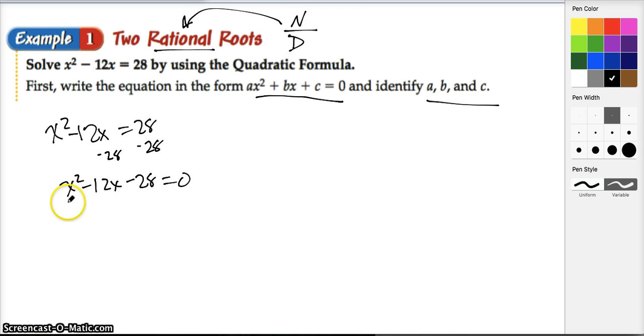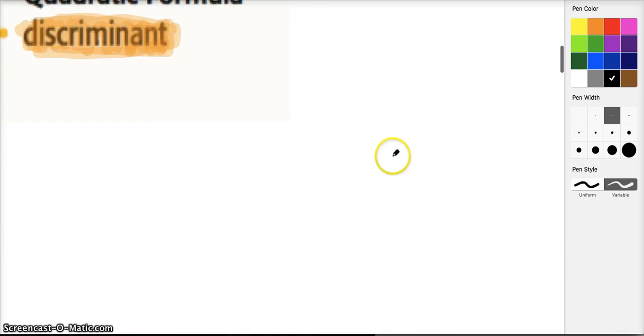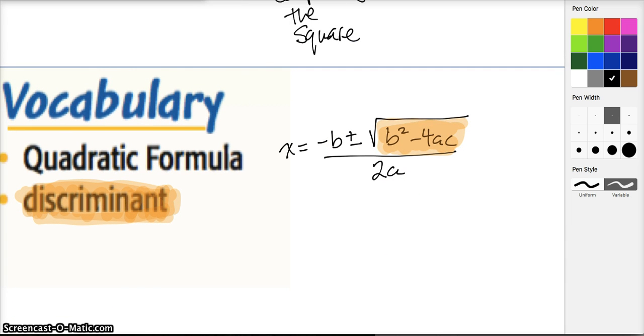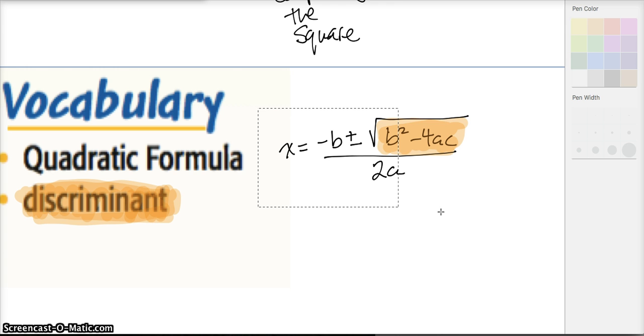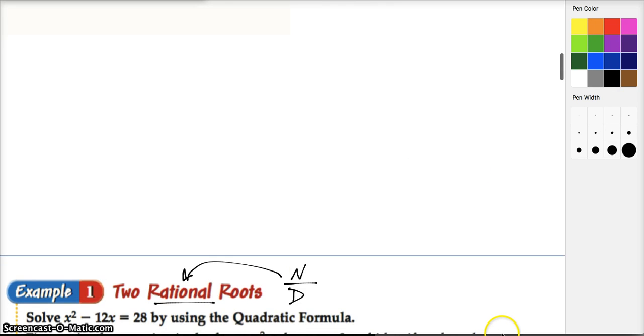Now that I have it in this form, ax squared plus bx plus c equals 0, I can see a is equal to 1, b is equal to negative 12, and c is equal to negative 28. To solve this, I'm going to go back up here and grab the quadratic formula. I'll copy it and paste it right back down here.